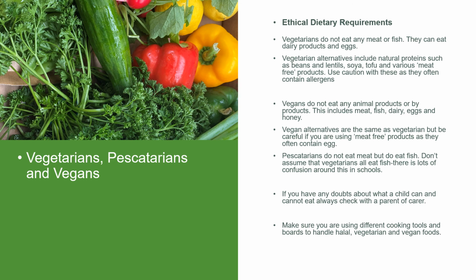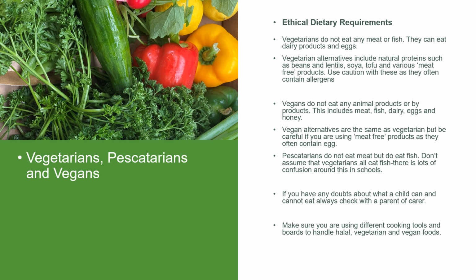There is a difference between vegetarians, pescatarians and vegans, and it's good to know this before you start. Vegetarians don't eat any meat or fish, but they do eat dairy products and eggs. If you're cooking with vegetarian children, you can use beans and lentils, soya, tofu and various meat-free products in place of meat. Be aware that when you're using these meat-free products, they are often highly processed and also contain allergens.